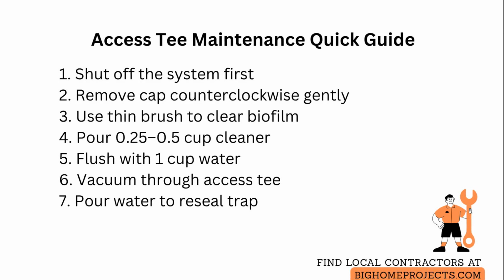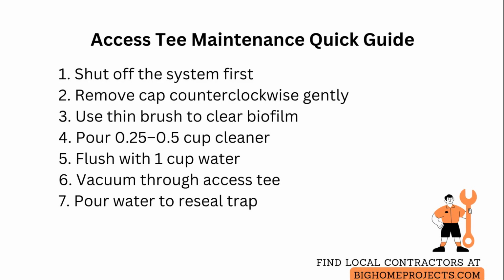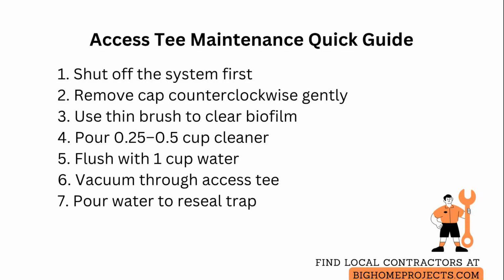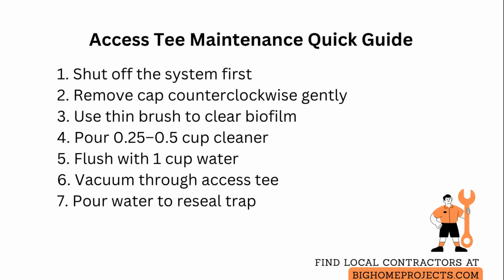For routine maintenance, pour 1/4 cup to 1/2 cup of a manufacturer-recommended non-corrosive cleaner or a diluted white vinegar solution down the T monthly to control microbial growth. Then flush with 1 cup of clean water to move residue through the trap and out the drain.